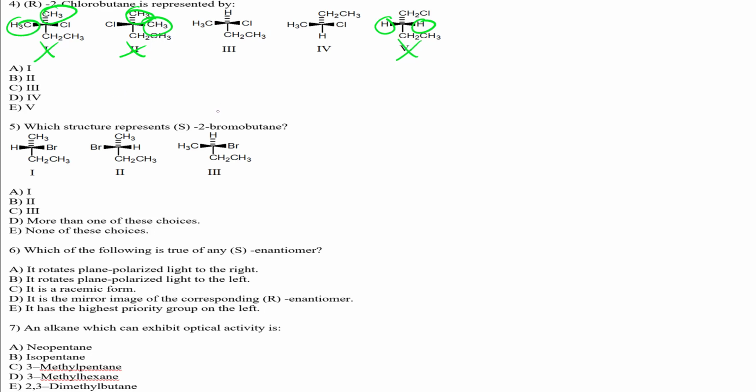We have to figure out which one is an R. So priority, remember atomic number, that's going to be number 1. CH2 is better than a CH3, so that's going to be 2, 3, and 4. Hydrogen is in the back. That's our lowest group, so it's 1, 2, 3. That's an R configuration. That's the way a clock works.